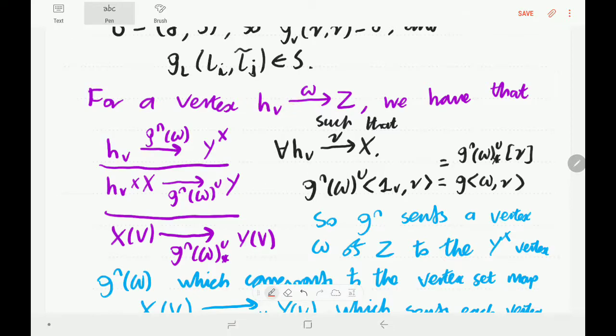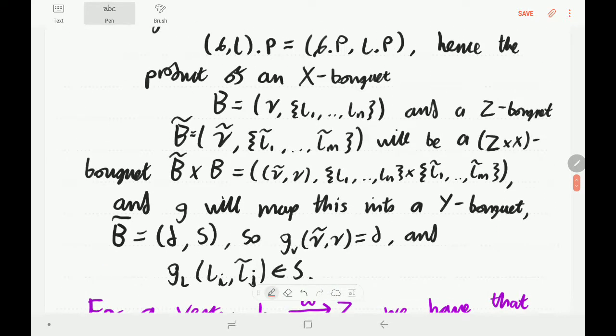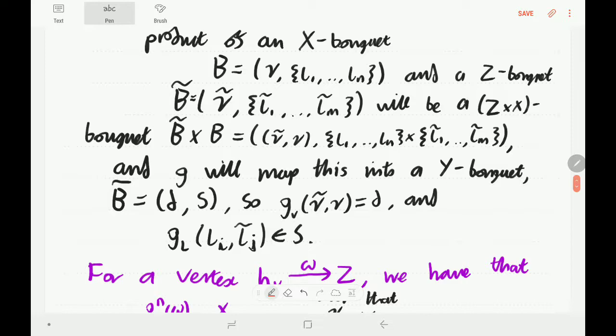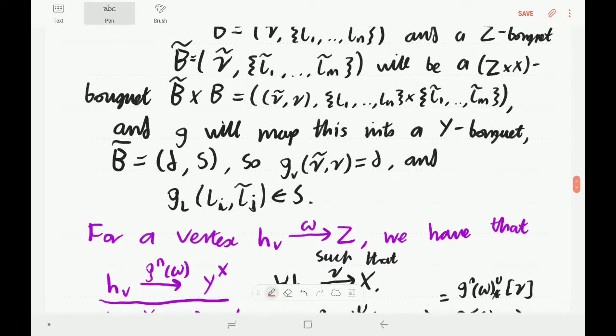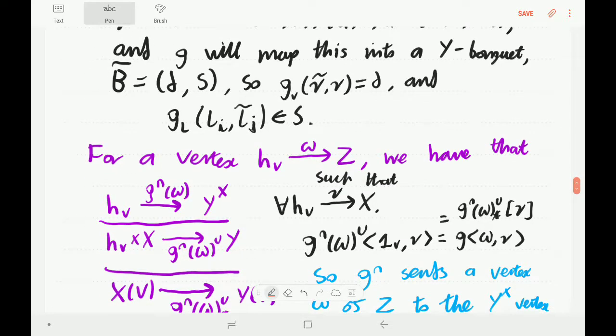Now, what about an arrow G from Z times X to Y? Well, that's just going to map those pairs into dots and loops in Y.